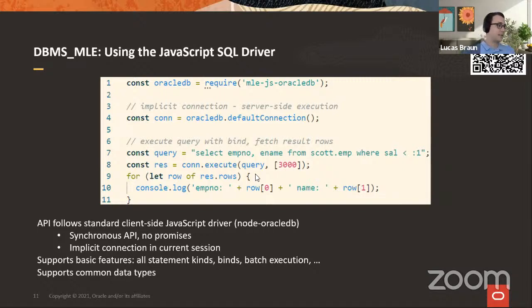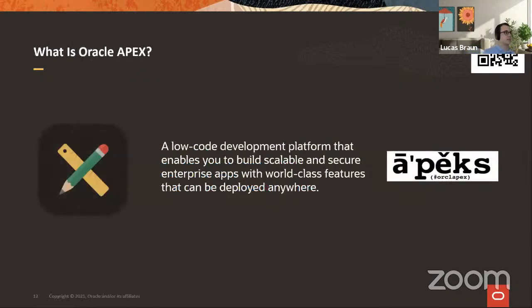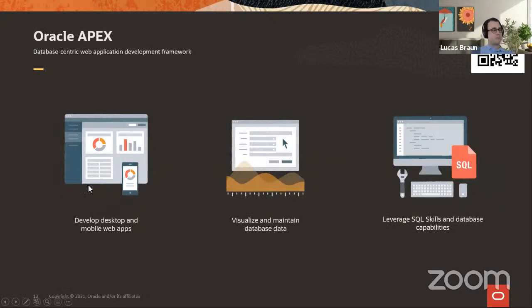Now, before I can show you this, I have to explain what Apex is, because the query runs with Apex. So Apex, in one sense, is a low-code development platform that enables you to build scalable and secure enterprise apps with world-class features that can be deployed anywhere. So let's take that step by step. You develop your Apex app once, and then it's optimized for desktop as well as for your iPad or your mobile phone. So Apex does that for you, you don't need to worry. What you can do with Apex is visualize and maintain database data very easily, and then build your app on top of it using Apex.